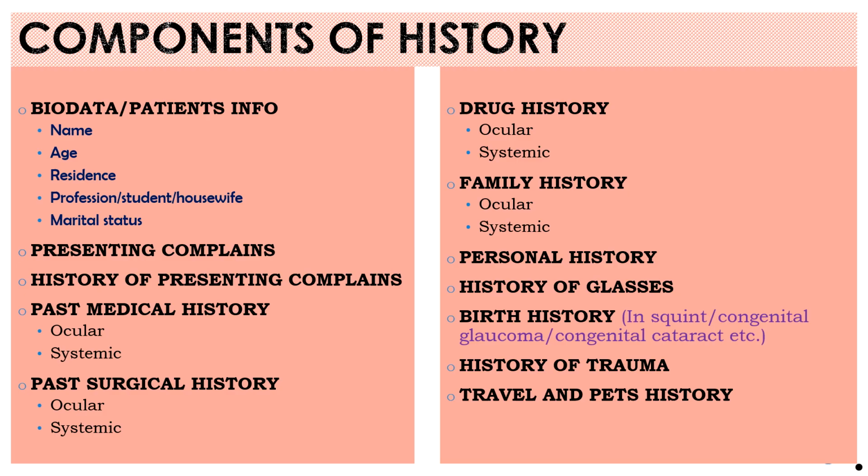Then presenting complaints, history of presenting complaints, past medical history, which consists of ocular and systemic medical history, past surgical history, again ocular and systemic surgical history, drug history, also ocular and systemic, family history, ocular and systemic, personal history, history of glasses, birth history, especially in case of squint, congenital glaucoma, congenital cataract, etc., history of trauma, and history of travel and pet history.